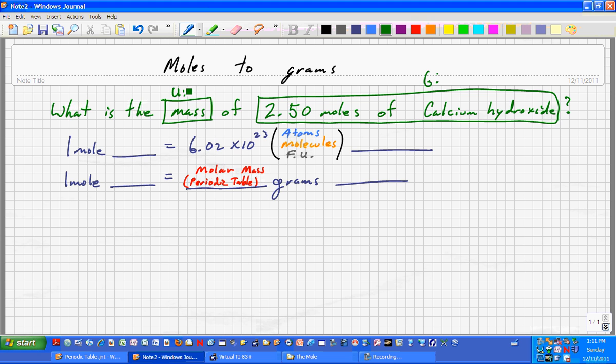So we're ready to go ahead and start our problem. First thing we're going to do is rewrite the given. 2.50 moles. At this point, I would probably go ahead and make a formula out of this. Calcium is Ca2+, hydroxide is OH-. So I'm going to require 2 hydroxides to get this to add up to 0, in which case I've got a formula of Ca(OH)2.